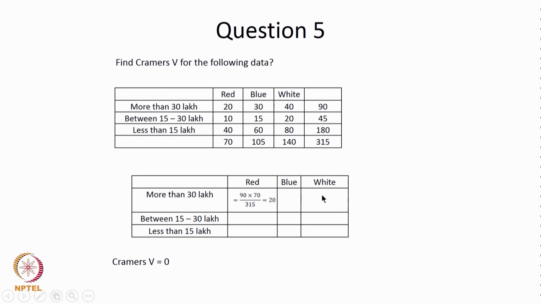If we calculate the remaining numbers, which you can do now using a similar formula, you would realize that the values are 20, 30, 40, 10, 15, 20, 40, 60, 80, and the same table repeats when we calculate based on the proportions, from which the differences will be 0, chi-square will be 0, and Cramer's V will also be 0. So, with this we come to the end of this lecture, and in the next lecture we would study association between numerical variables.